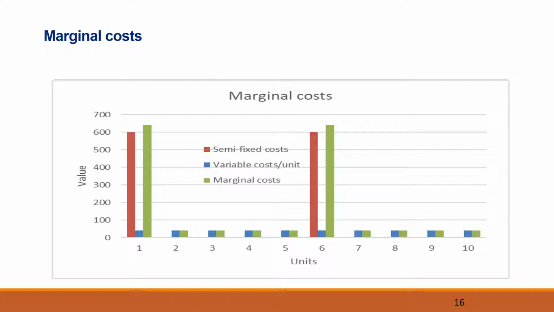Assuming that a machine has a capacity of 5 units and that a machine costs 600, then for the first unit and for the 6th unit, marginal costs are much higher than variable costs, as fixed costs of 600 are incurred. So the machine is a semi-fixed cost.